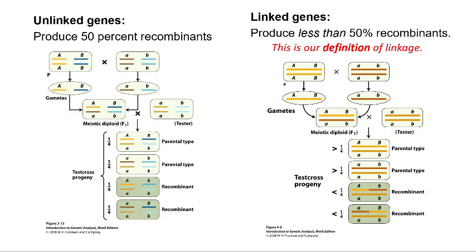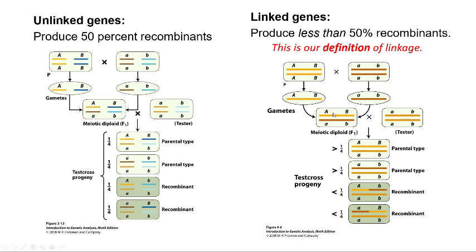We're going to define linkage based on a functional test, and this is a cross between a dihybrid and a tester. So for unlinked genes, we expect the A and the B genes to assort independently of each other, and you would get 1/4 of each of these types of progeny. Another way to describe this is that you would get 50% parental progeny in the F2 generation and 50% recombinant progeny. Our definition of linkage is that linked genes produce less than 50% recombinants.